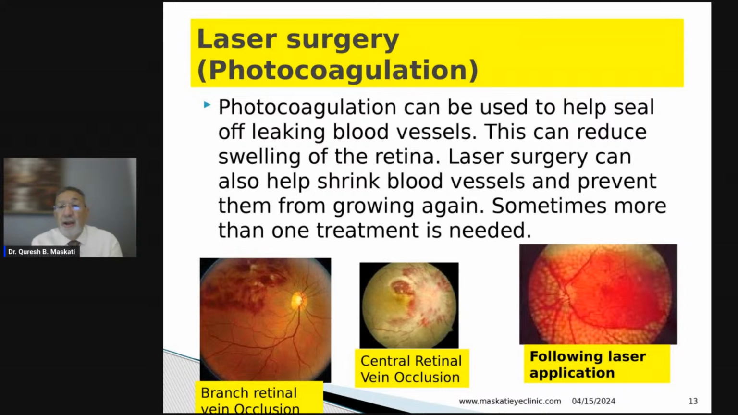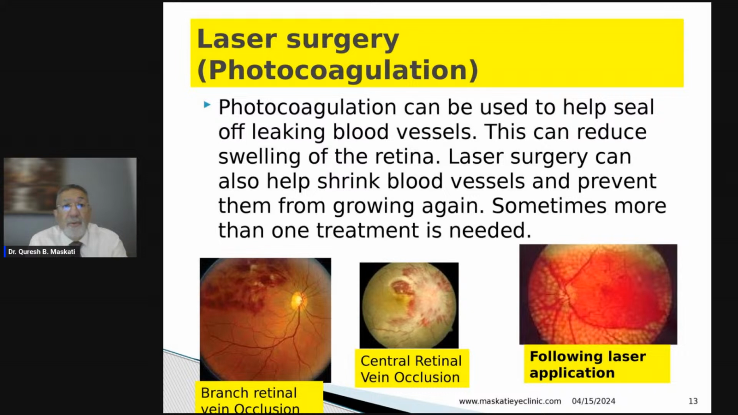So you see in the third picture, these are the laser marks which are done. So all these become anoxic. Anoxic means there is no blood supply. These areas are dead. Doesn't matter because 80% of our vision is in this central area. So no new vessels are forming, and the central vision is very well preserved.